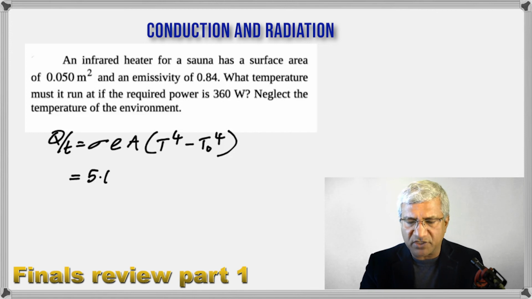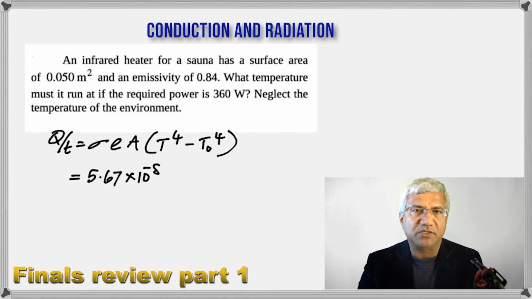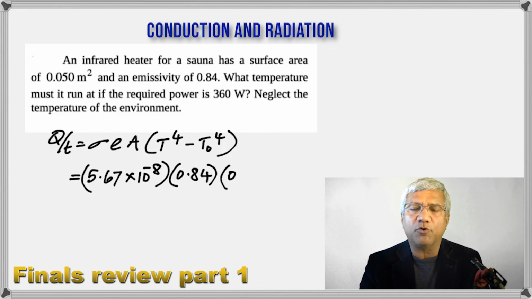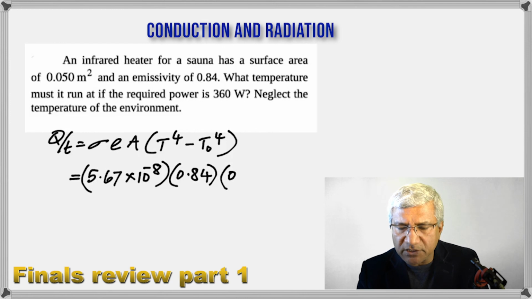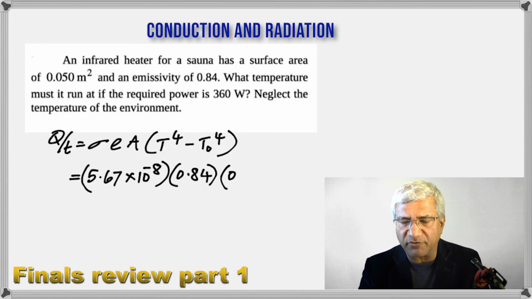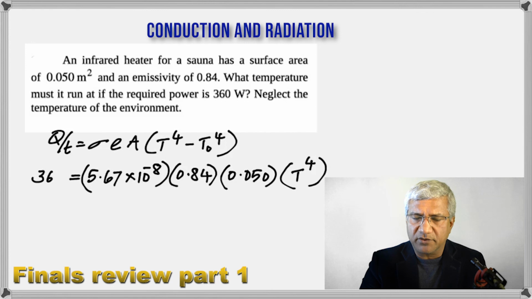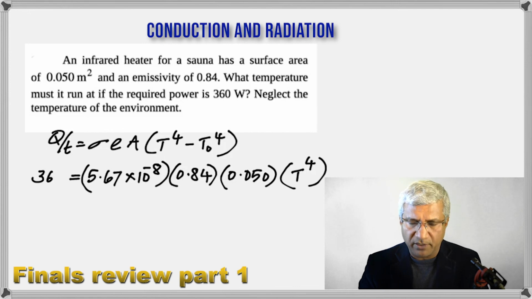You know the value of sigma. So it's constant right there. Emissivity is 0.84. Temperature is what we are trying to find. We do not know that. So that's the area. And it says neglect the temperature of the environment or the surroundings. So this thing is just neglected. It's 0. And then Q by t is 360.